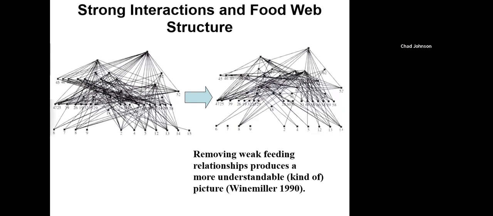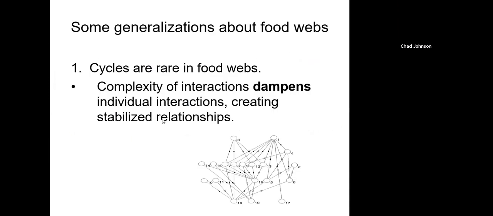Okay, just making the point that these things are too complicated to deal with. Certainly for an empiricist, maybe a modeler could take a stab at that, but that's too complicated for an empiricist. If we just remove the weak feeding relationships, it could get more understandable. Right? It gets a little less chaotic. And then we want to wrap up talking about a couple of generalizations about food webs.